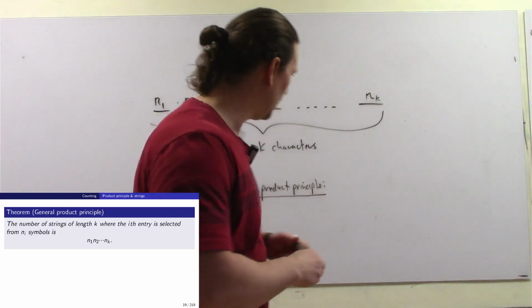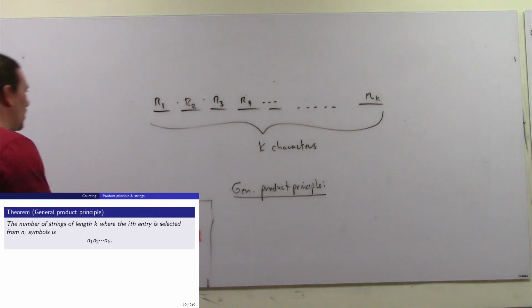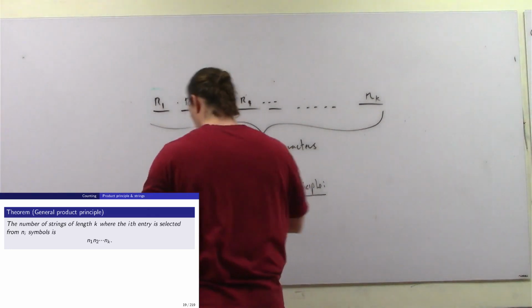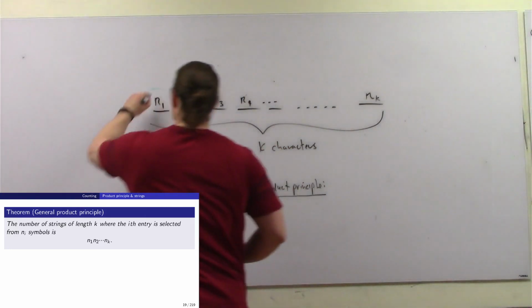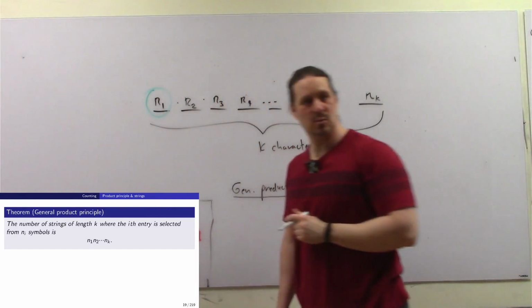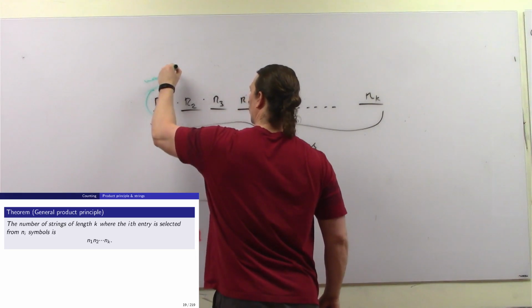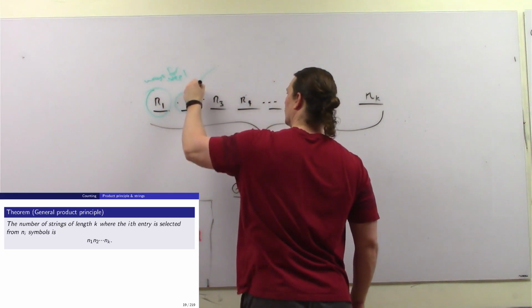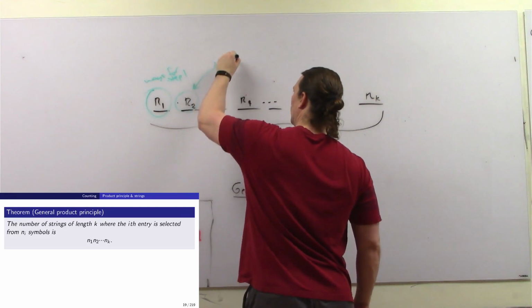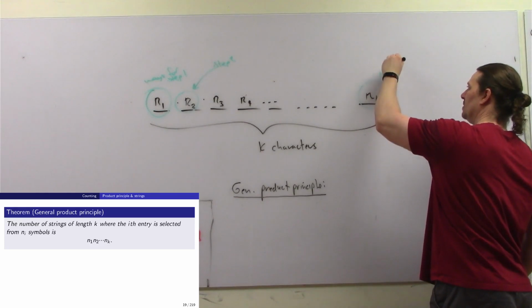Here, instead of thinking of these as strings, we can think of this as a procedure. Say there are n1 ways to do step 1, n2 ways for step 2, and all the way up to nk ways for the kth step.